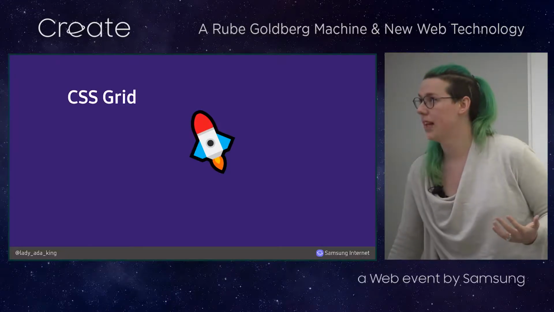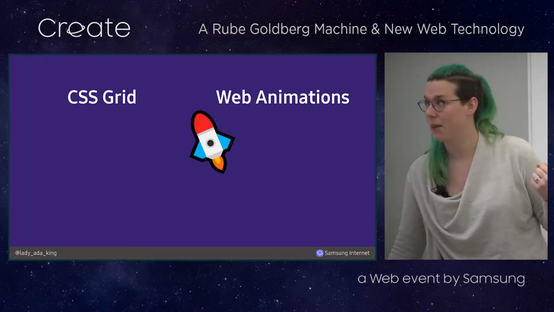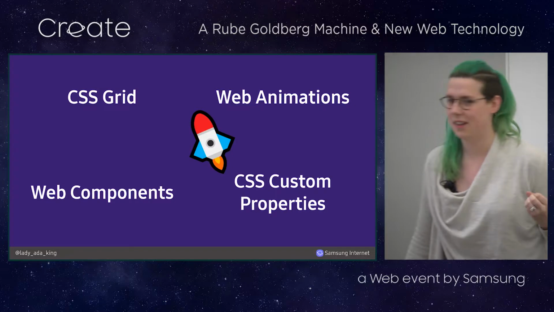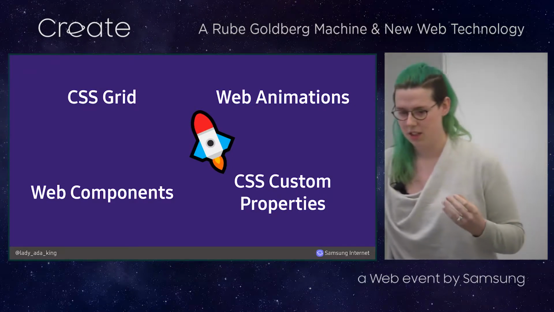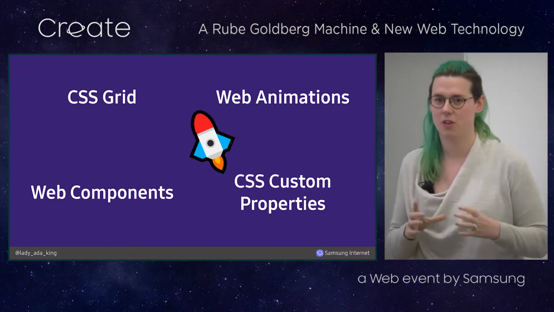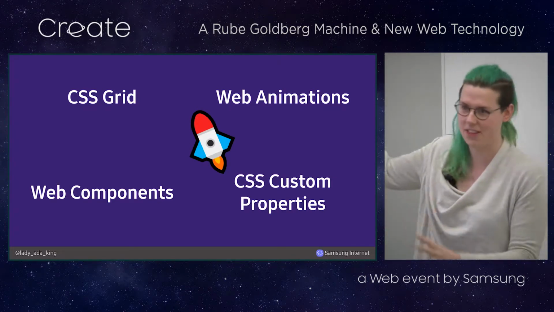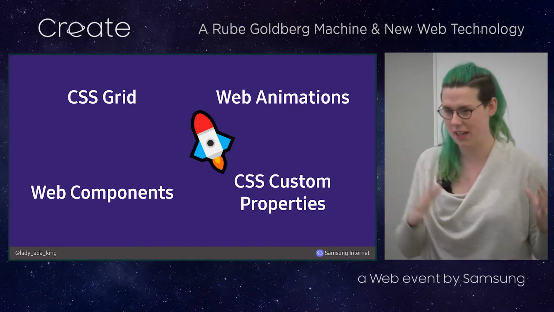So the main goal of this talk is to show you how certain web technologies go together. In particular, CSS Grid, web animations, web components, and CSS Custom Properties. Each of these topics is a super deep topic in its own right. I could probably give a 2-hour talk off the top of my head for any of these topics, but I won't because I have half an hour.